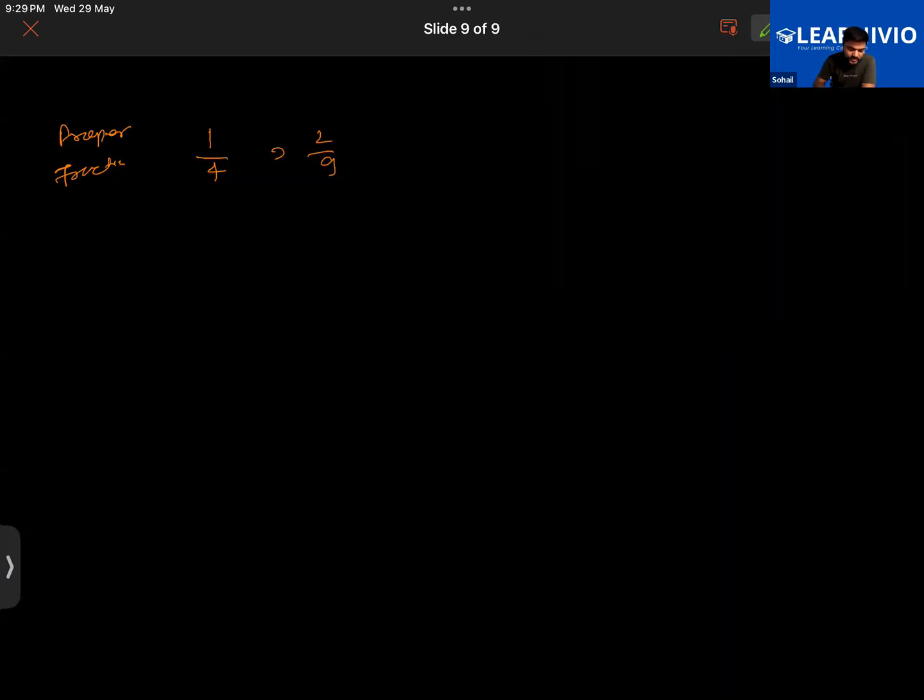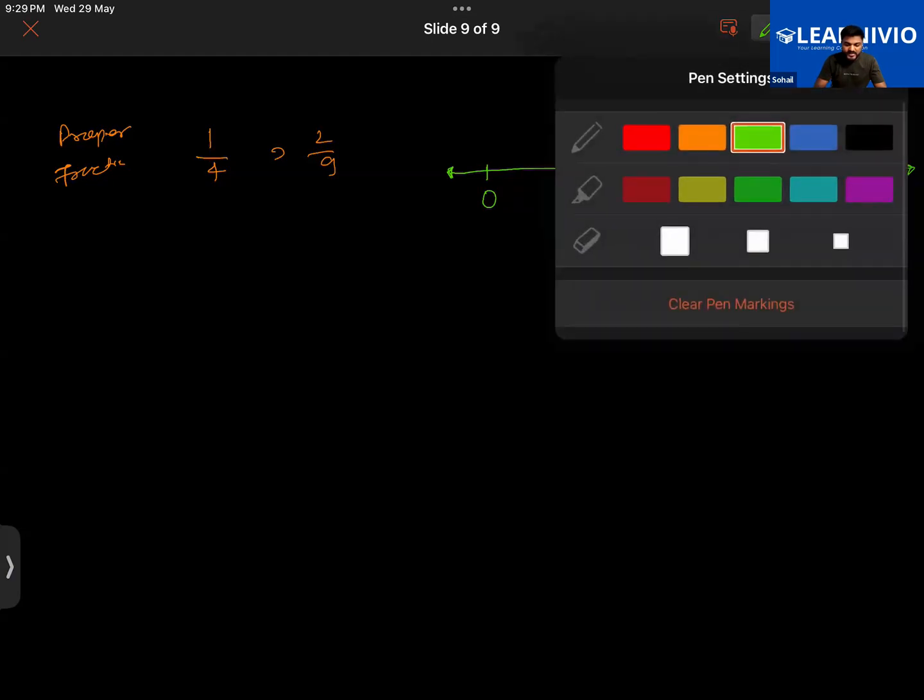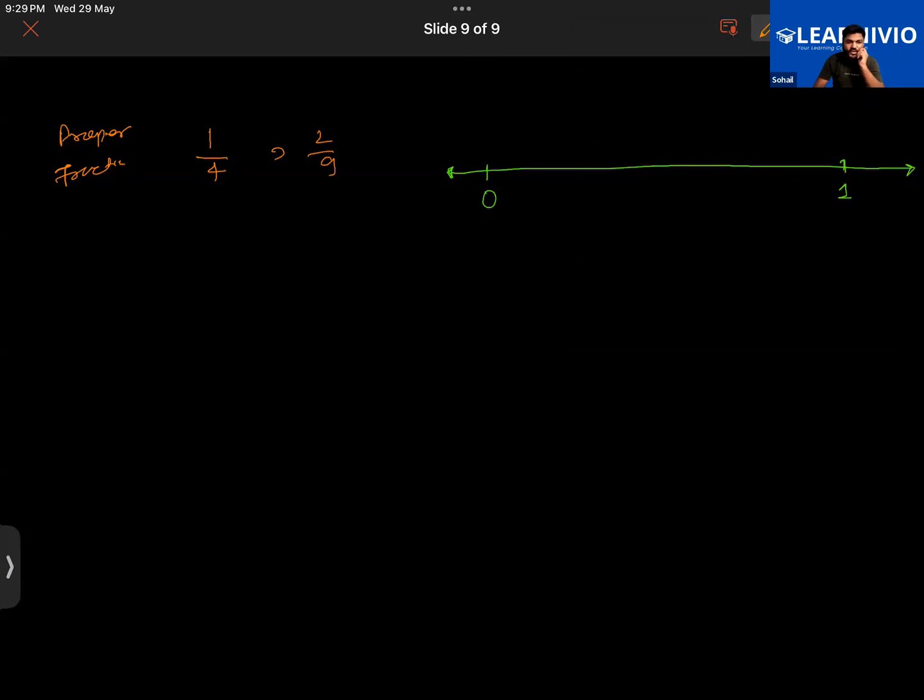So we will draw a number line of convenient length. This will be 0. To represent this proper fraction on a number line, we will divide the line joining 0 and 1 into equal parts. How many equal parts? Say you want to represent 1 upon 4. Then you will divide the line between 0 and 1 into 4 equal parts.